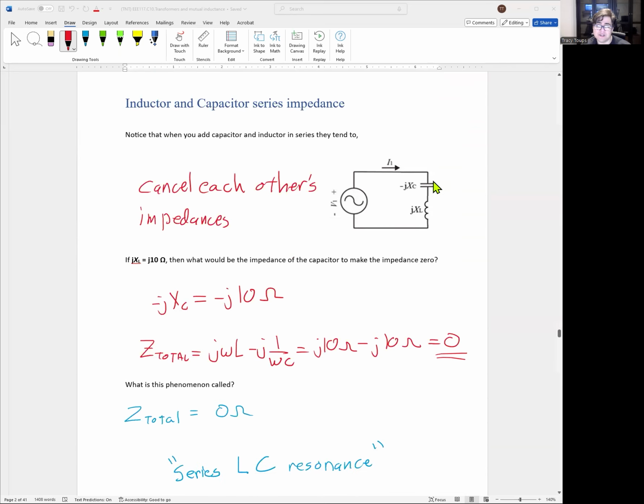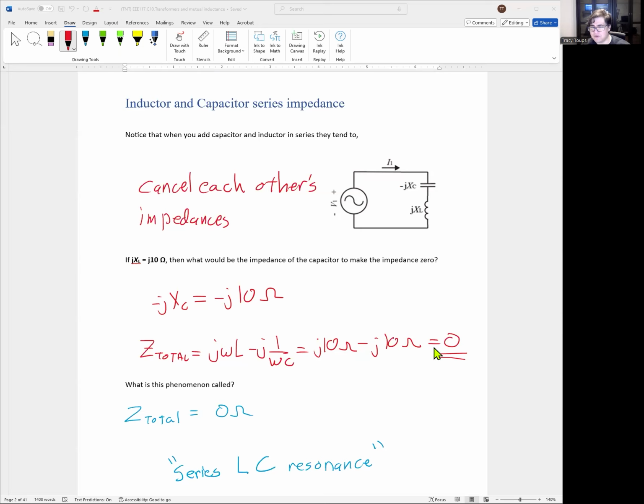So again, let's put them in series. What ends up happening impedance-wise? Well, one's positive, one's negative, they actually cancel each other out, right? So from a circuit standpoint, if my inductor's impedance is j10 ohms, what impedance can we have for the capacitor to make the total impedance of the circuit zero? Well, I could easily make a capacitor with an impedance of negative j10 ohms, right? Because all capacitors have negative impedance.